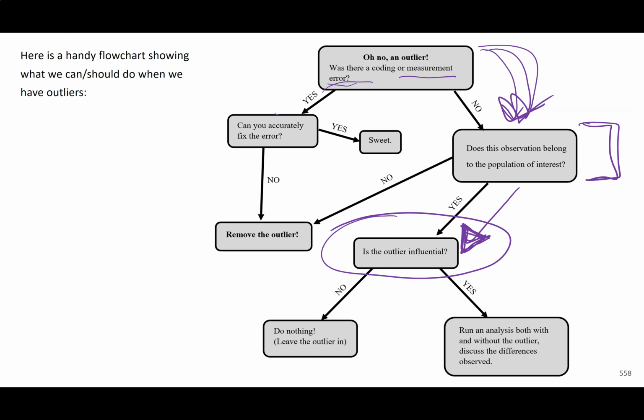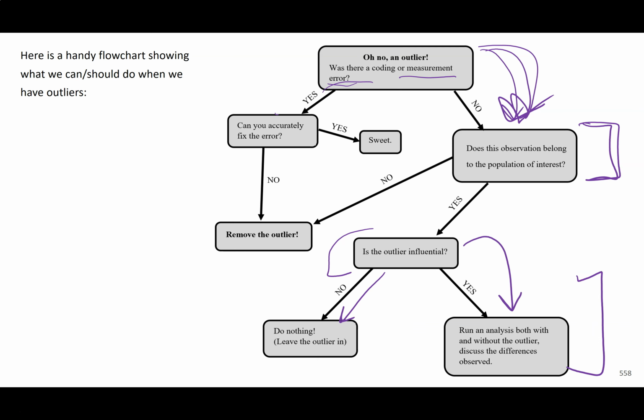By the time you get to this question, you are not allowed to remove it. Not really. Not permanently. So if it's not influential, do nothing. Leave the outlier in, maybe comment, hey, we do have an outlier, but it didn't affect the results. If your outlier is influential, do 2 analyses. Do an analysis with the outlier and an analysis without the outlier and discuss the differences.